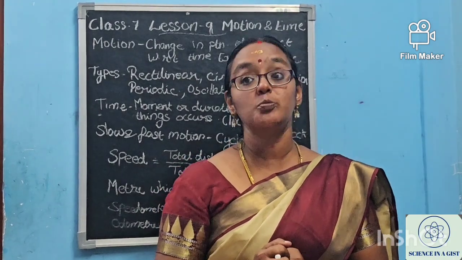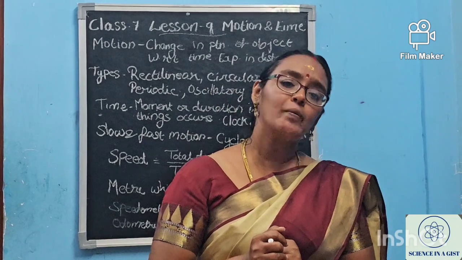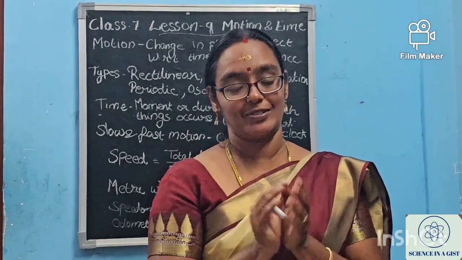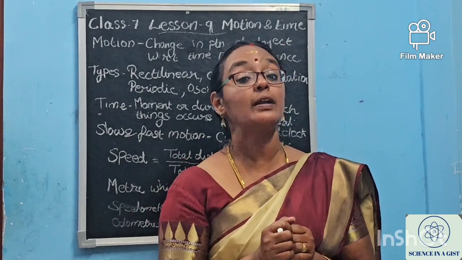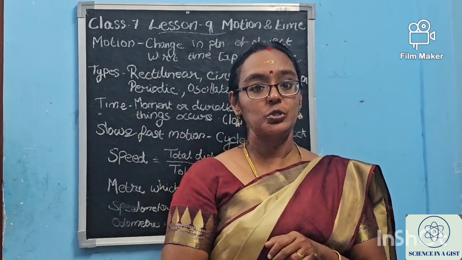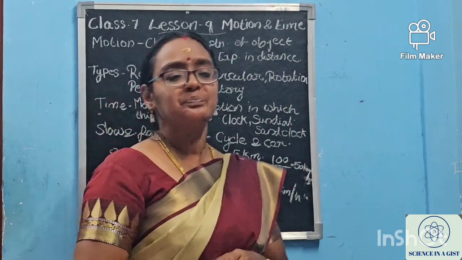It is called what? Speedometer. In almost all vehicles, the speedometer will be fixed, so that we will be able to understand at how many kilometers per hour the vehicle is moving. So it is called speedometer.